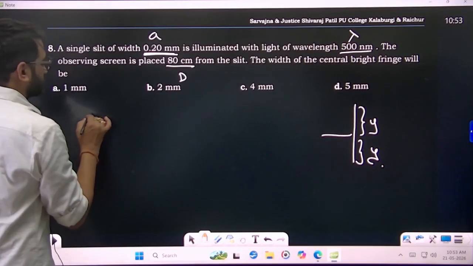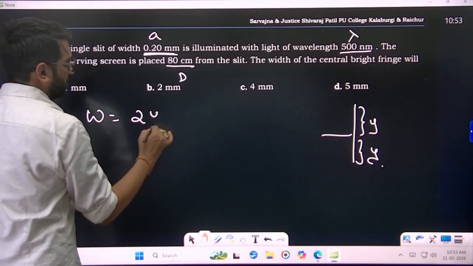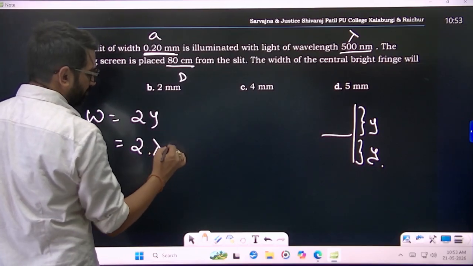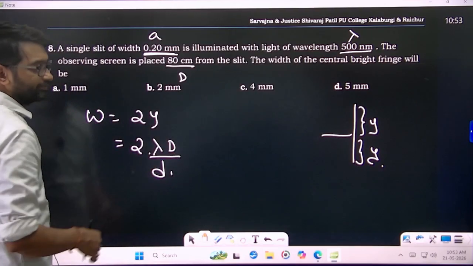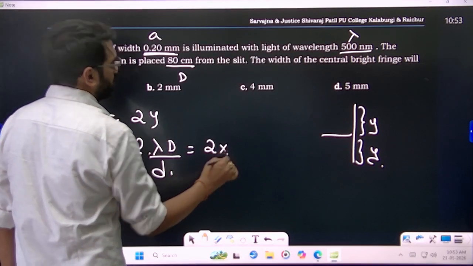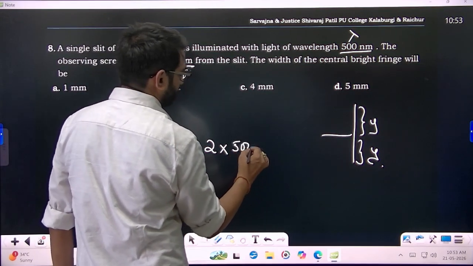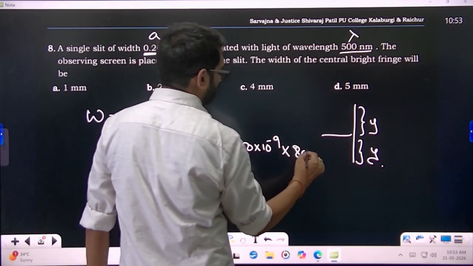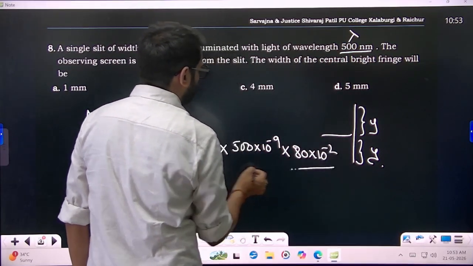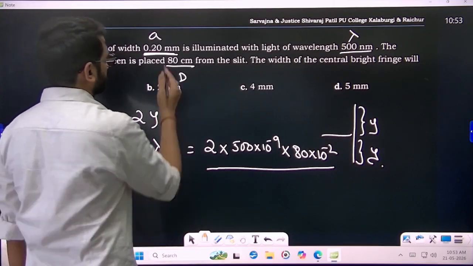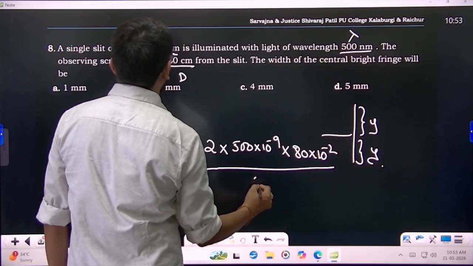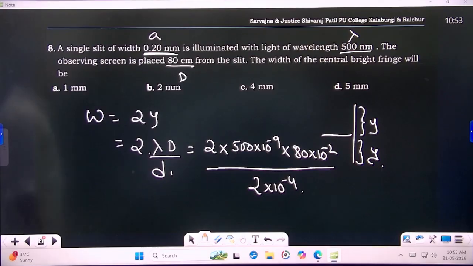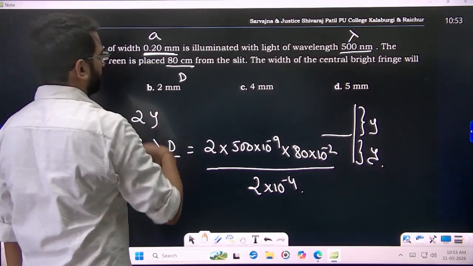So width is equal to 2y, which is 2 into y, and y is lambda capital D by small d. So this happens to be 2 into lambda, which is given as 500 into 10 to the power of minus 9, capital D is 80 into 10 to the power of minus 2, divided by small d, and small d is 2 into 10 to the power of minus 4. So you can just check, this is 0.2 to 10 power minus.